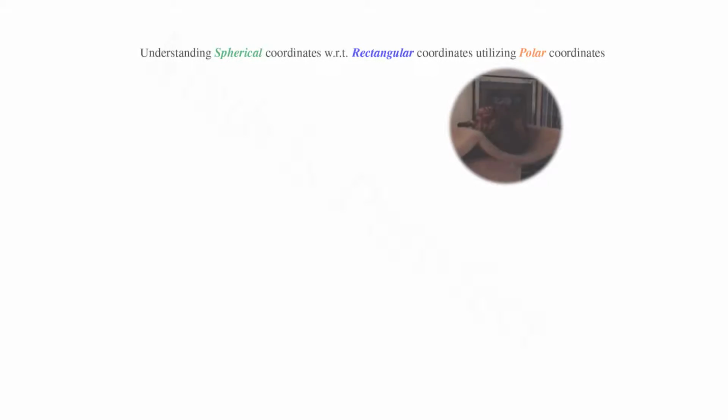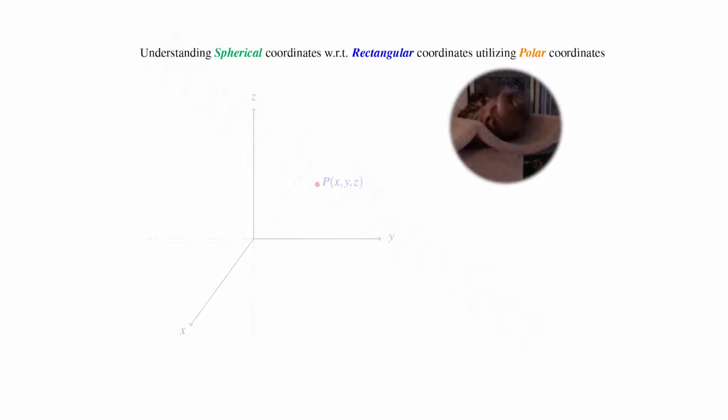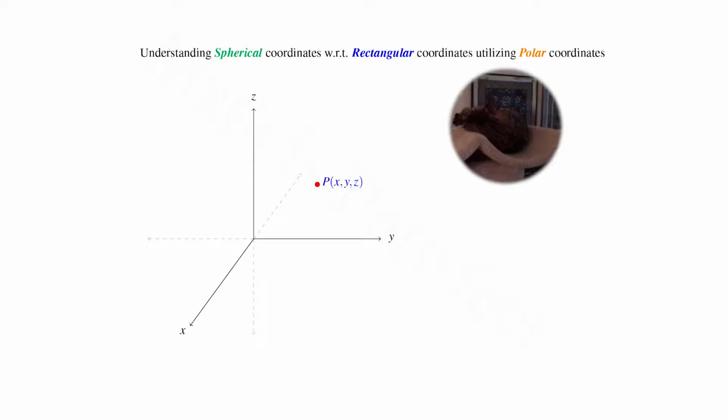Hello, this is Aloisa with Math Leopard, and today we're going to show how to understand the derivation of spherical coordinates with respect to rectangular coordinates by way of polar and/or cylindrical coordinates. So let's get started. Suppose we have a point P at XYZ located in 3 space.